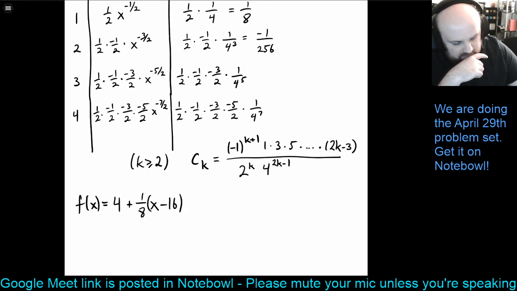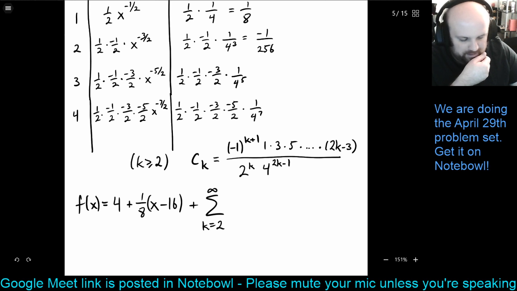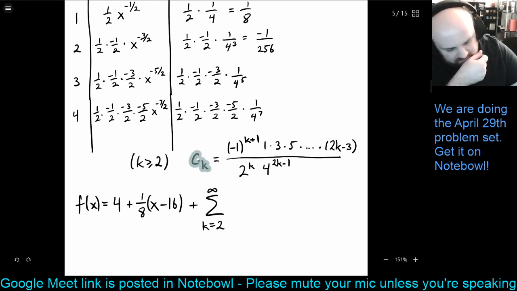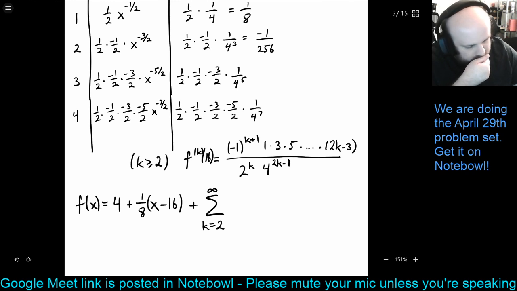And then this starts at 2, so now we can write this. There's probably a better way to do that. Oh, sorry. This isn't c_k. This is the pattern in the derivatives at 16. This is going to be very interesting.